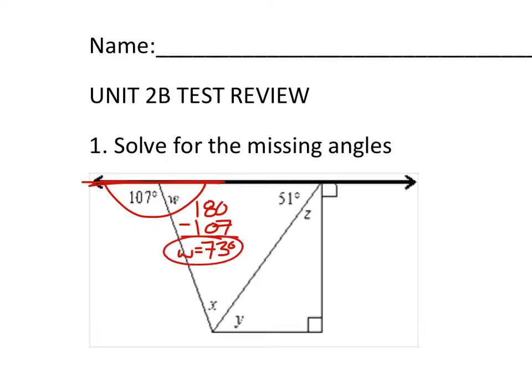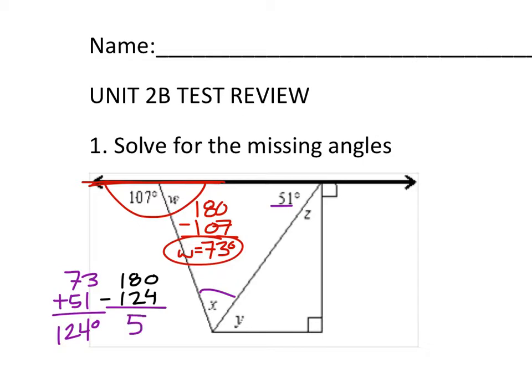Now with angle W, I have two of the three interior angles of that triangle. So I can solve for this missing angle, x. I'm going to take the 73 degrees I just solved for, add it to the 51, which is right here. And that gives me 124 degrees. Now, the sum of the three interior angles is 180 degrees. So I'm going to take that 124 and subtract it from 180. And that will tell me the measure of angle x, which appears to be 56 degrees.